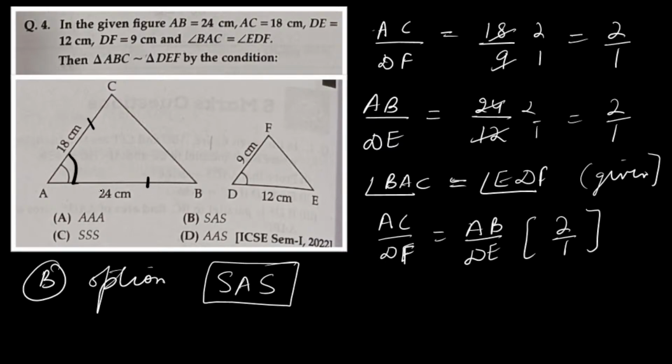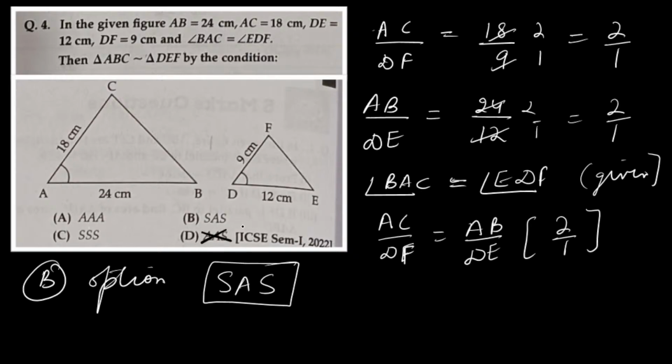So two sides and one angle. That means it's the side angle side rule that we have to use here to prove the similarity of these two triangles. So directly you can mark the option if you're getting this type of question in exam, because here we don't have the angle side rule.